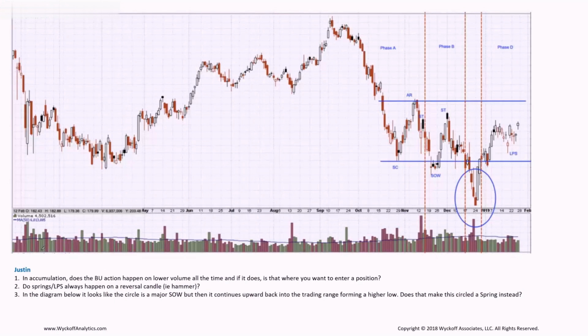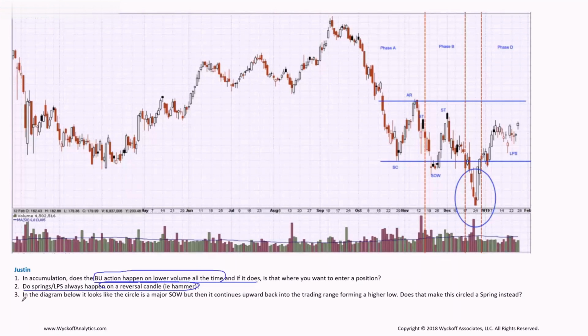All right, so let's come back to this slide, and we're looking at Home Depot again. A few questions here. In accumulation, does backing up action happen on lower volume all of the time? That's question number one. And if it does, is that where you want to enter a position? Second question, do sprints and LPS always happen on a reversal candle or hammer, right?